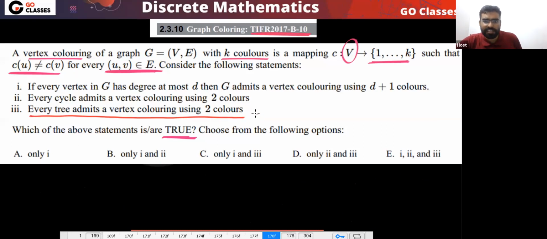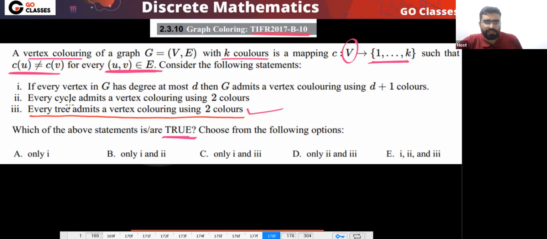So tell me, can I say every tree is two colorable? A tree is a bipartite graph. Why is a tree a bipartite graph? What is the reason? A tree is a bipartite graph because there is no odd cycle. There is no cycle, so there is no odd cycle. So yes, this is correct.